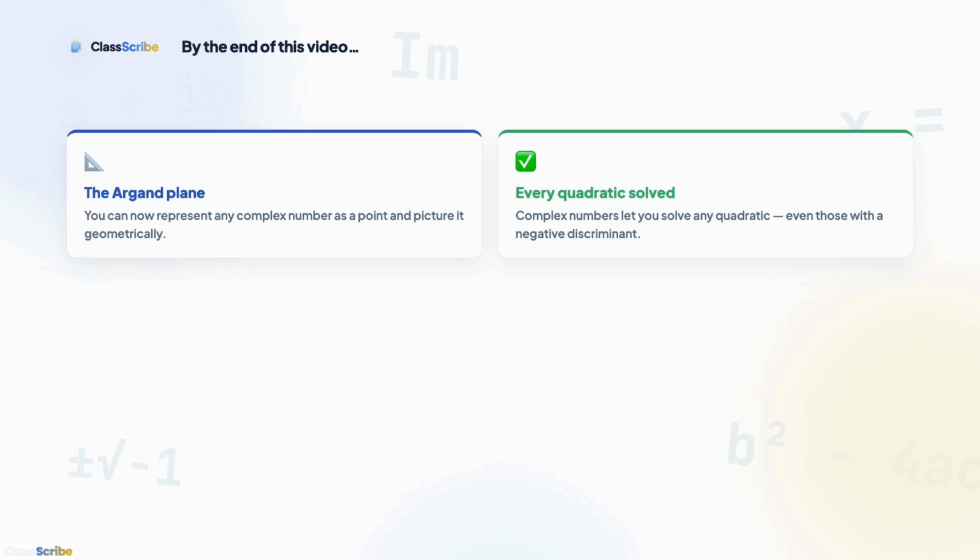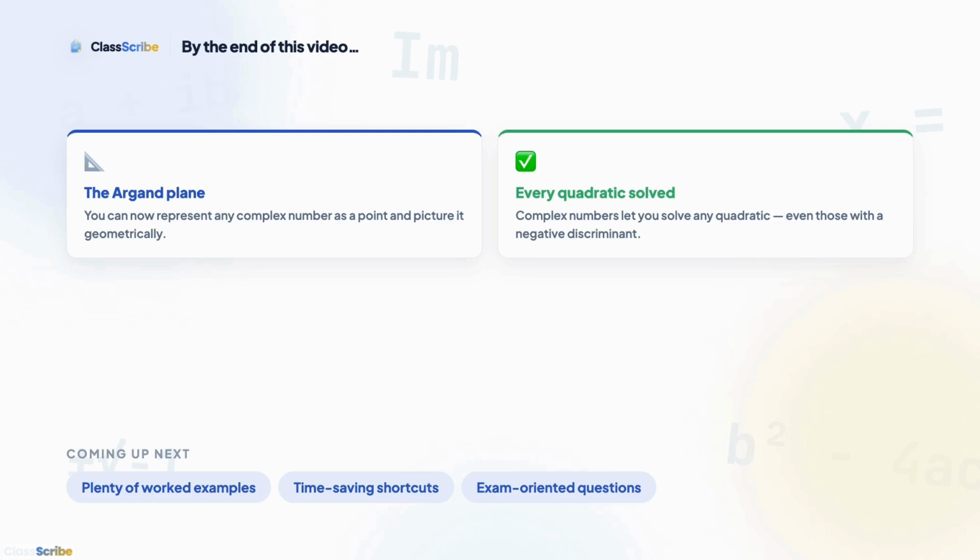By the end of this video, you've learned how every complex number can be represented on the Argand plane and how complex numbers make it possible to solve every quadratic equation, even those with negative discriminants. In the upcoming videos, we'll solve plenty of examples, learn shortcuts, and master exam-oriented questions from this chapter.